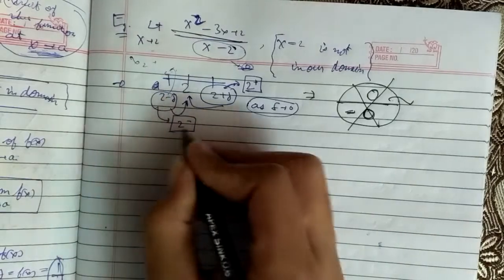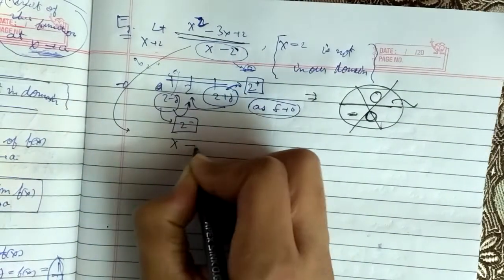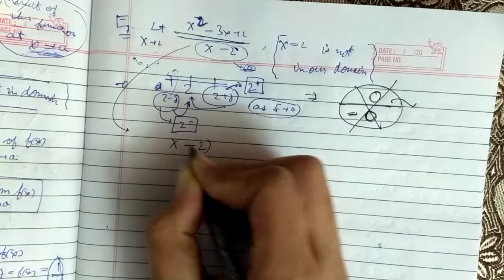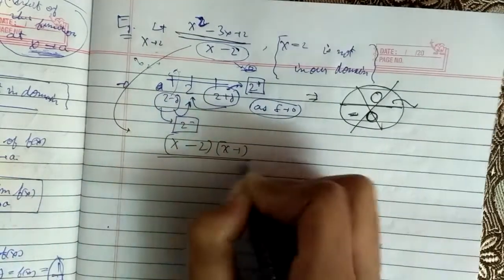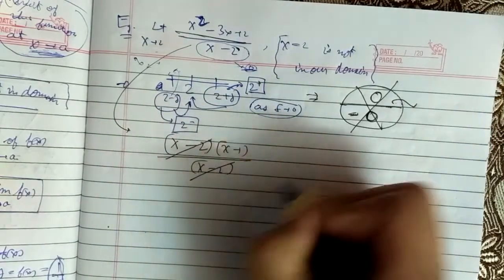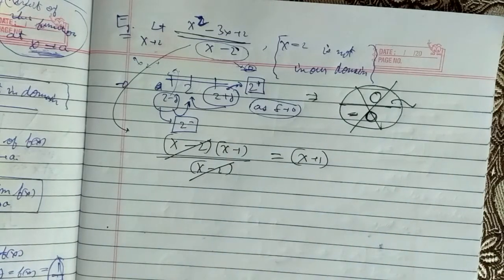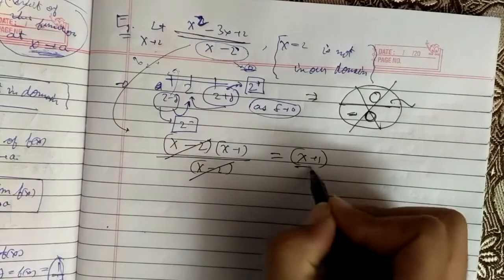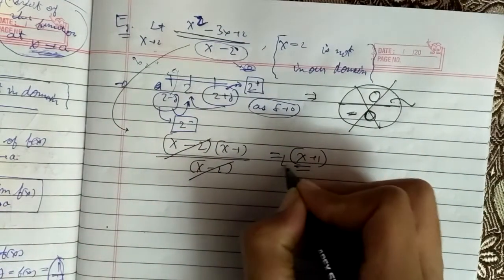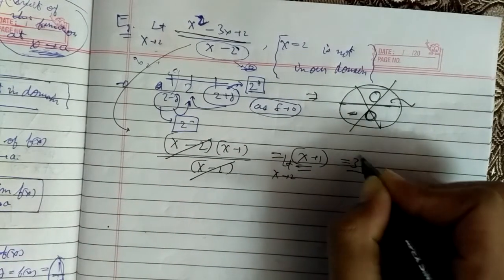But we would also see that this function can be simplified as x minus 2 times x squared plus 2x minus 1 whole by x minus 2. So cancelling this common factor, the function would be y equal to x plus 1. So its limiting value as x tends to 2 is 3. So that's the answer.